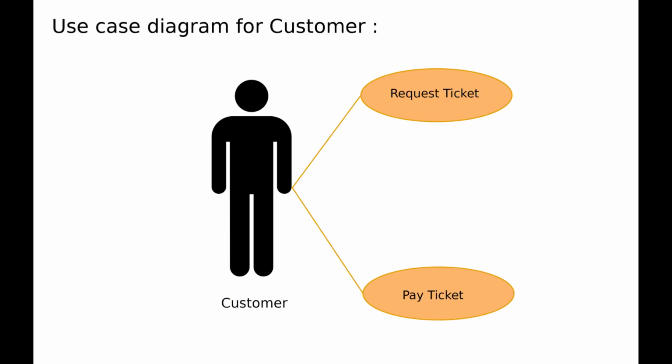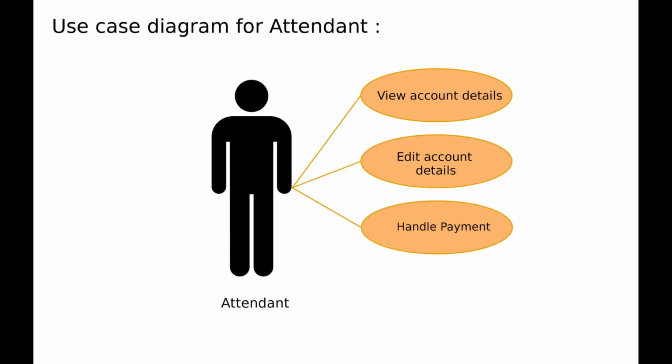When it comes to the customer module, it's pretty straightforward. The customer can request the parking ticket at the entrance, and also the customer can pay for the ticket at the exit point to the attendant. At last we have the attendant module. The attendant module can have the following use cases. He can view account details, he can edit the account details, and most importantly, he handles the payment on behalf of the customer.